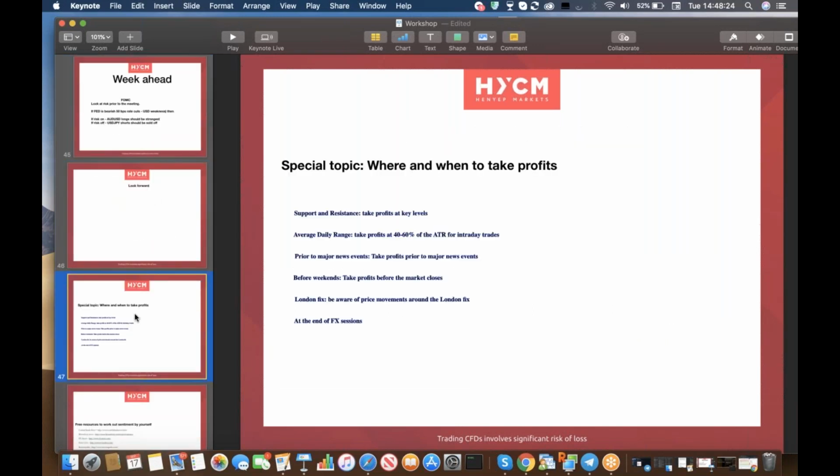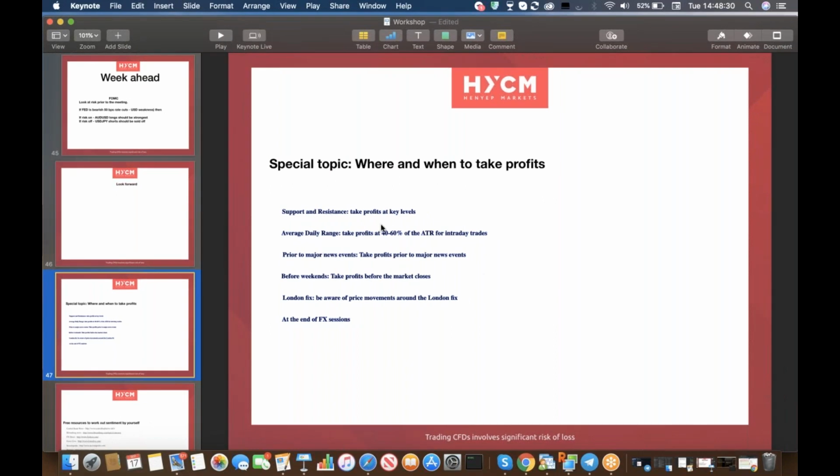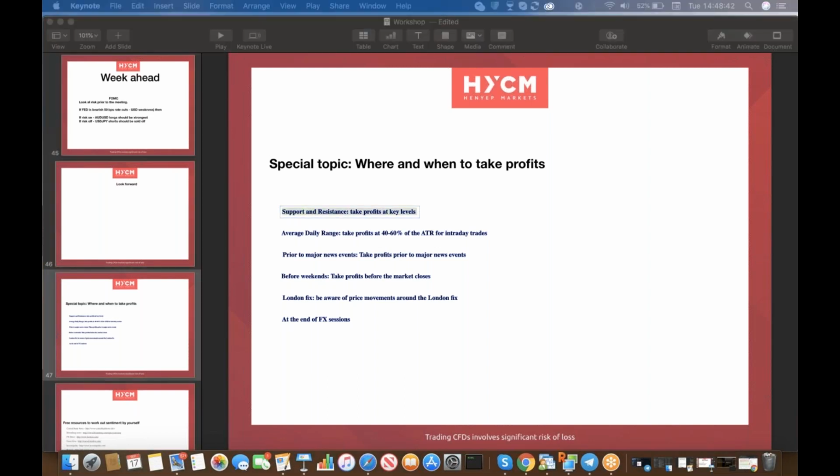So now we've got our special topic, where and when to take profits. This is a good lesson for us to learn. The first place to take profits is support and resistance. Take profits at key levels. Now, I'll show you an example here.